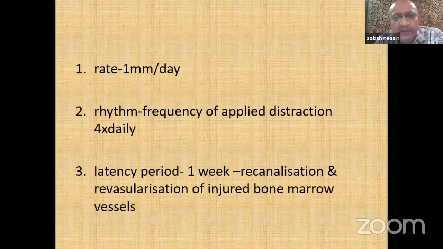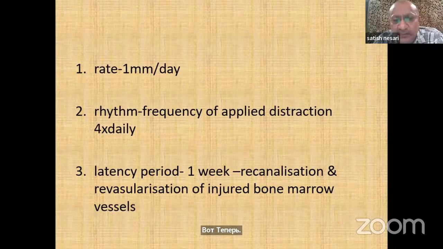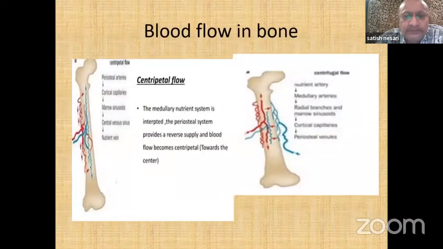So conventionally, in all the books we read, the rate of distraction is 1 mm per day, applied 4 times, and the latent period is 1 week. This is to allow recanalization and revascularization of injured bone marrow vessels, which is done during the corticotomy. So coming to the blood flow in the bone, which is very important as far as corticotomy is considered.